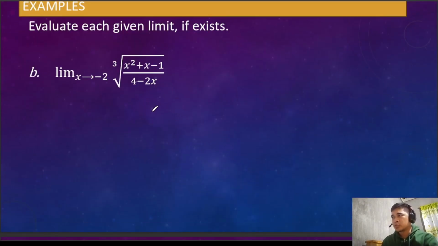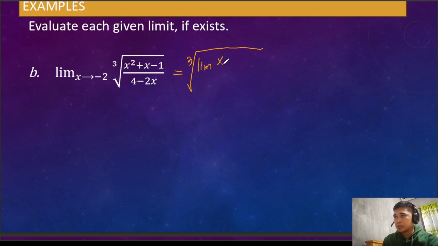The limit of the cube root of x squared plus x minus 1 all over 4 minus 2x as x approaches negative 2. So we know we need to get the limit of what is inside the radical, which is a cube root. So the limit of x squared plus x minus 1 over 4 minus 2x as x approaches negative 2. Let's solve what is inside the radical sign first.